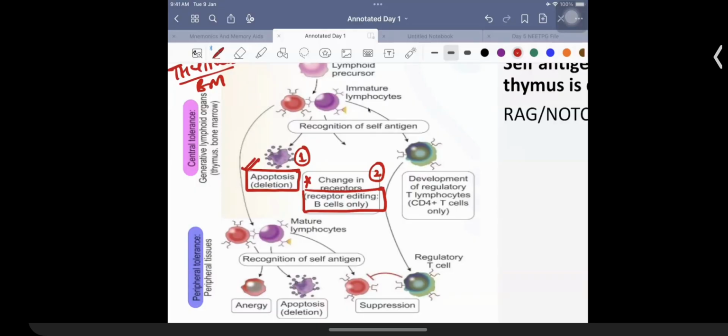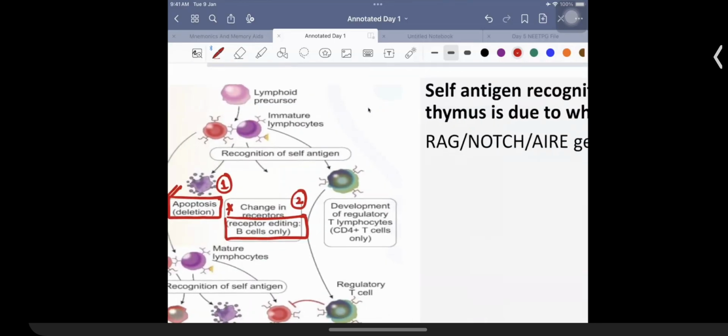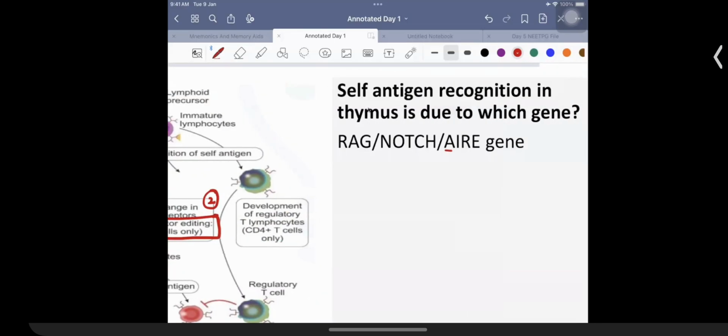And the third one that we need to remember over here is the presence of a gene which is going to be controlling the activity of the cells. This gene is given the name of AIRE gene. What is the function of the AIRE gene? AIRE, autoimmune regulatory gene. It controls the activity of T cells. So if an individual by mistake produces autoimmune T cells, the AIRE gene is going to control it.